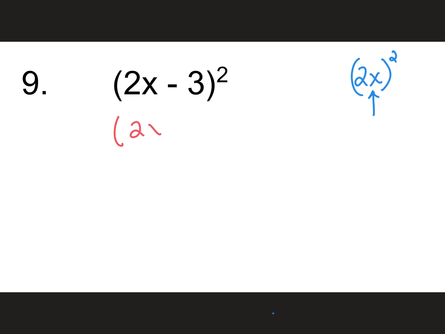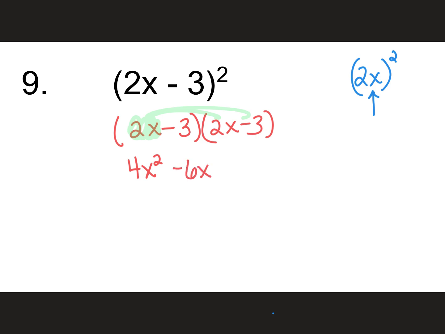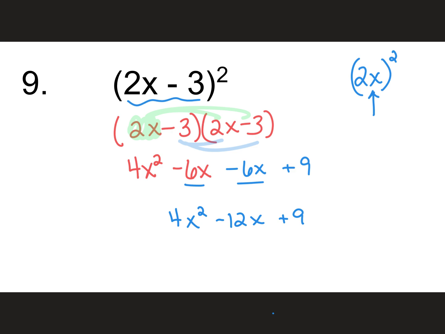So what do you have to do? You have to write this out as what it literally means. The base is 2x minus 3, and it's there 2 times as a factor. So what you actually have is 2x minus 3 times 2x minus 3, which gives you 4x squared when we begin distributing this 2x minus 6x, and then I'm going to distribute the negative 3 to get negative 6x plus 9, which gives me 4x squared minus 12x plus 9. So when you square a binomial, you often get a trinomial.